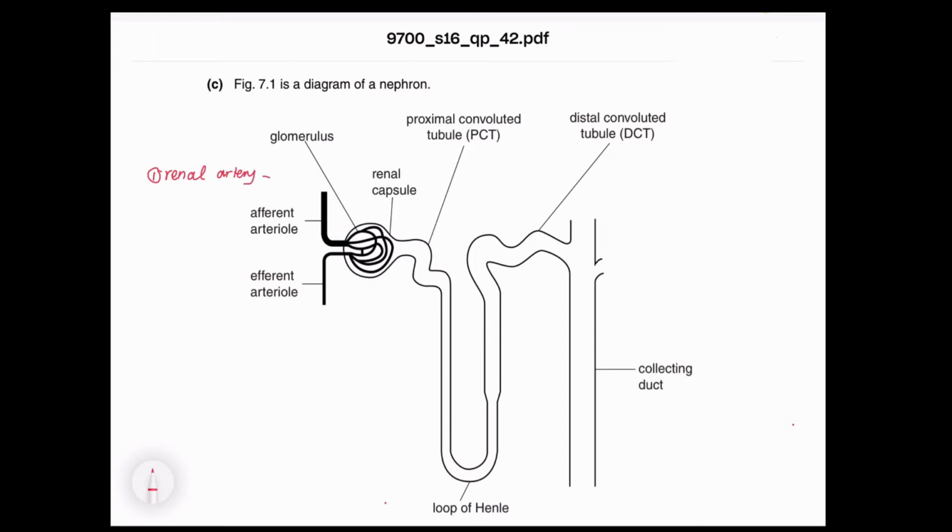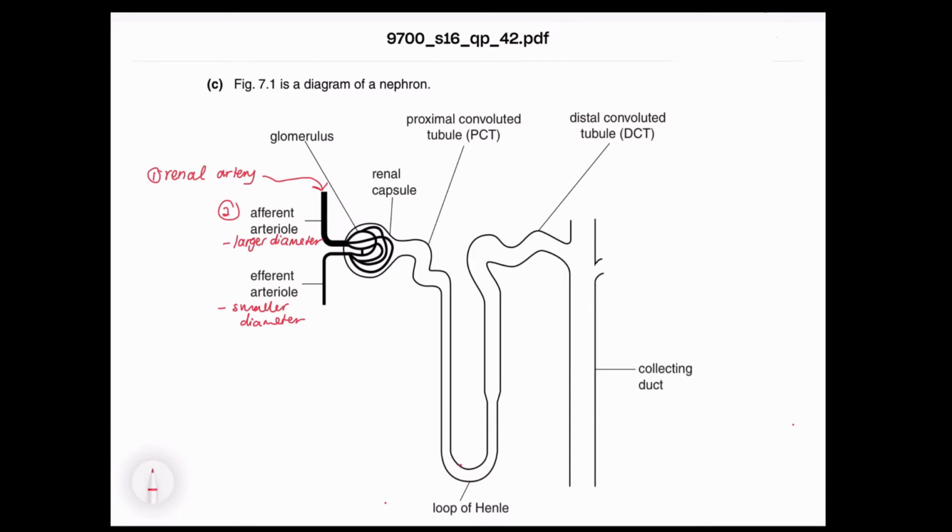Then the artery is going to branch out into a smaller artery known as the afferent arteriole. And as you can see, the afferent arteriole actually has a larger diameter. Therefore, it allows a pressure difference to be created, as the efferent arteriole will have a smaller diameter. This contributes to the pressure needed for ultrafiltration.